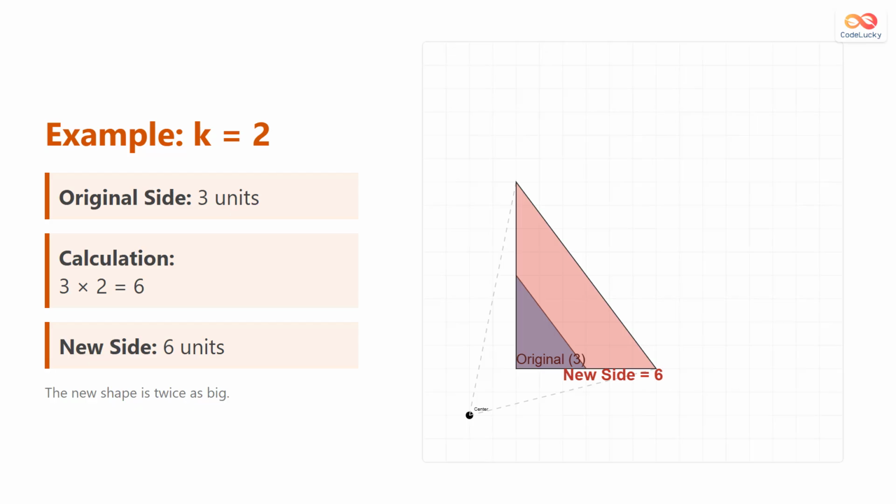Here is an example where the scale factor is 2. If our original triangle has a side length of 3 units, we multiply that by 2. 3 times 2 equals 6. So, the side length of the new triangle is 6 units. The new shape is exactly twice as big as the original.